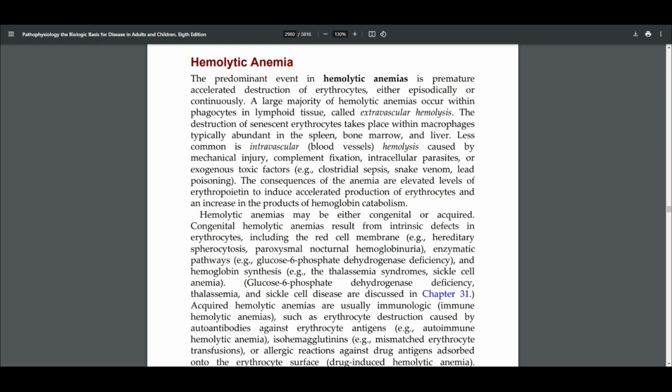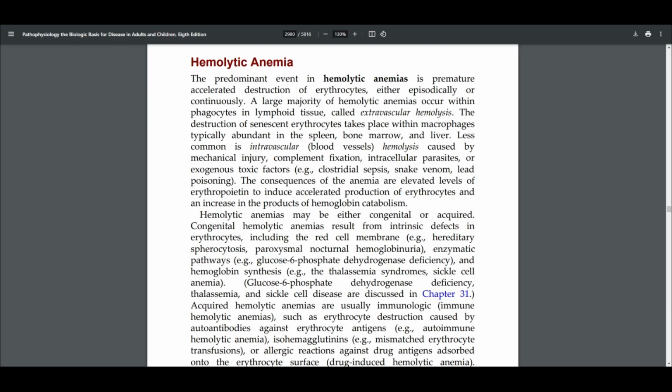Hemolytic anemia: the predominant event in hemolytic anemias is the premature accelerated destruction of erythrocytes, either episodically or continuously. A large majority of hemolytic anemias occur within phagocytes in lymphoid tissue, called extravascular hemolysis. The destruction of senescent erythrocytes takes place within macrophages typically abundant in the spleen, bone marrow, and liver. Less common is intravascular hemolysis, caused by mechanical injury, complement fixation, intracellular parasites, or exogenous toxic factors.